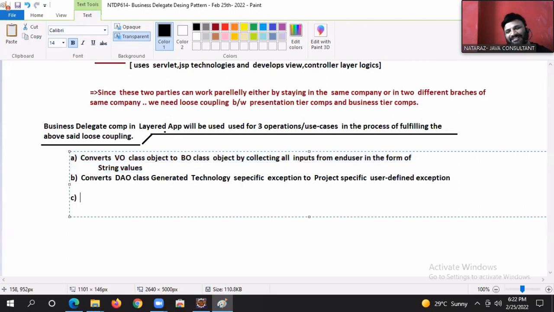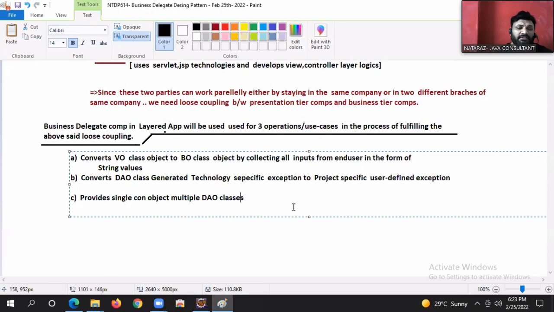Next, guys. Provides single connection object to multiple DAO classes. Converts JDBC SQL exception to project specific user defined exception, or customer not found kind of exception. Converts Hibernate specific exception to what? Project specific user defined exception, again our choice exception, guys.